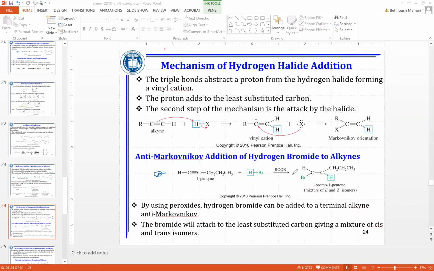For anti-Markovnikov orientation, you have to change the mechanism of the reaction. Instead of adding HBr directly, you have to bring in the peroxide, alkyl peroxide. Remember, anywhere we have these peroxides, the addition is going to be anti-Markovnikov addition. When you use peroxide, the mechanism of the reaction changes from carbocation to free radical in addition reactions, and still it follows the more stable free radical or more stable intermediate.